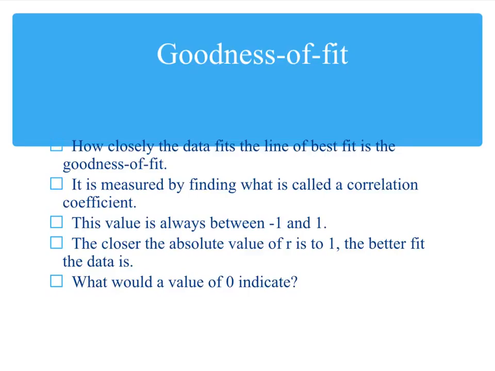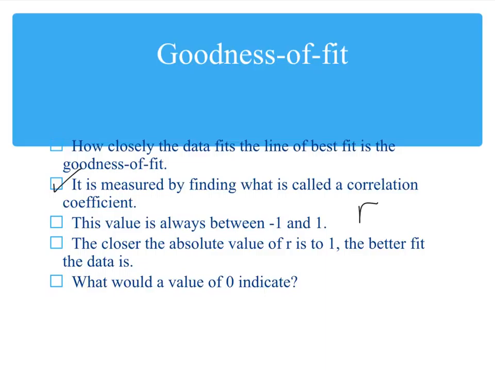Some lines of best fit seem to go through almost every single point on the scatter plot, and some don't look quite as good. So it's measured by finding what's called a correlation coefficient. And that value is always between -1 and 1. That value is found on your graphing calculator, and we've seen it already when we found the linear regression line. We were given A, B, R, and R squared. R is going to be the correlation coefficient.